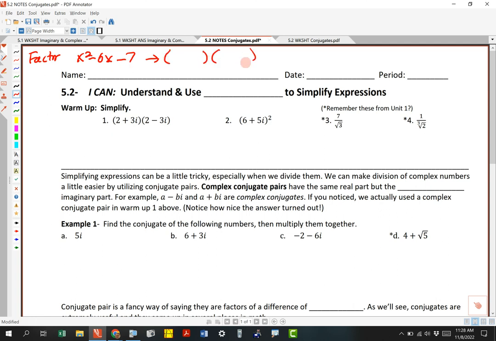We need two numbers that multiply. This is an easy trinomial, right? Two numbers that multiply to be -7 and combine to be -6. -7 and positive 1. Positive 1. Thank you very much for clarifying.